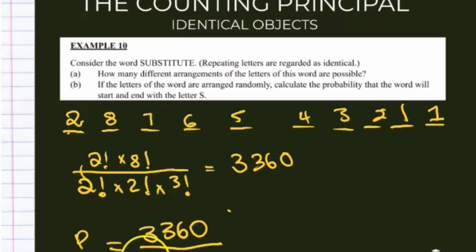So then the probability would be, without any restriction from our previous calculation, that was 151,200, and that would give us 1 over 45 in terms of fraction, 0.0222 in terms of decimal.